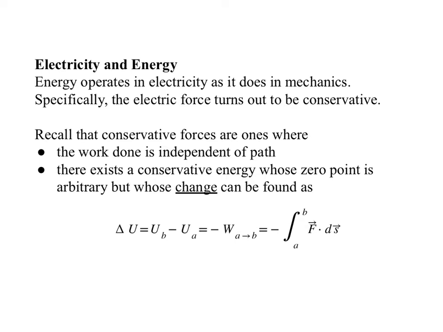Remember that conservative forces are ones where the work done is independent of the path, and there exists a conservative energy whose zero point is arbitrary, but whose change can be found as delta U is minus the integral of F dot ds from the path from A to B. Remember, delta U is, of course, the energy at B minus the energy at A. That's what delta means. But that difference is minus the work done going from A to B, and the work done from A to B is this integral of F dot ds, where ds is some path through space.